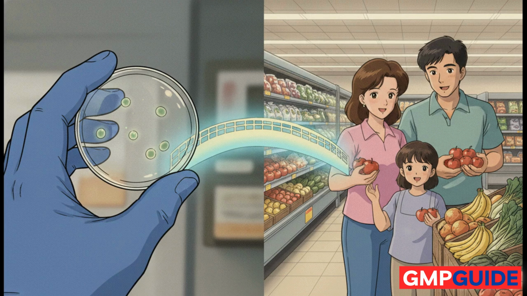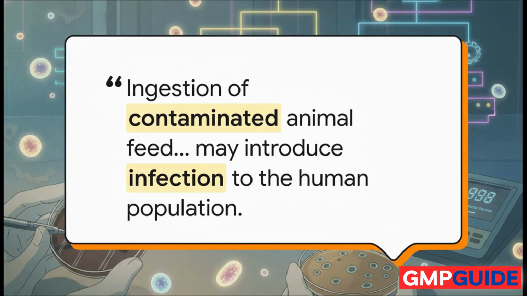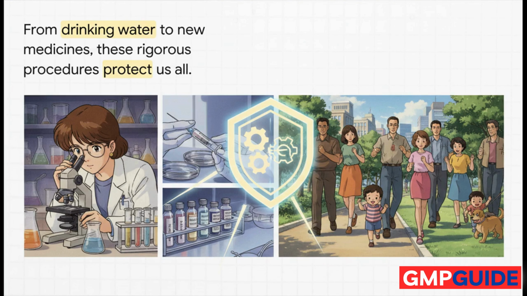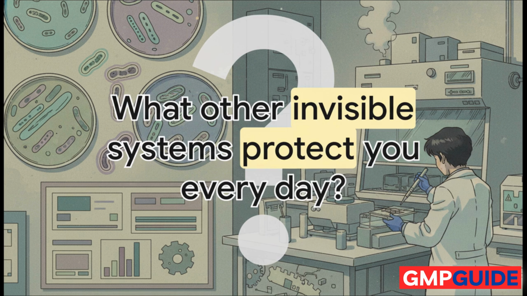Because this microscopic work has huge, real-world consequences for all of us. The FAO says it all. Contaminated animal feed is a direct line for infection into the human population. So we're talking about safe drinking water, safe medicines, all of it relies on these strict procedures. It's all an invisible system of trust. Which makes you wonder, what other invisible systems keep you safe?